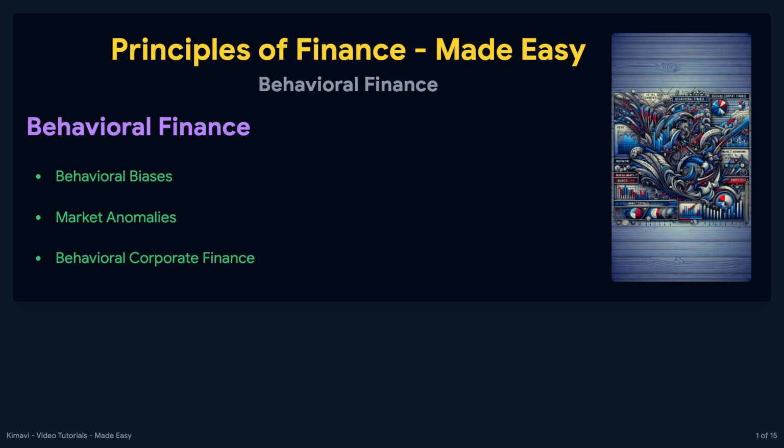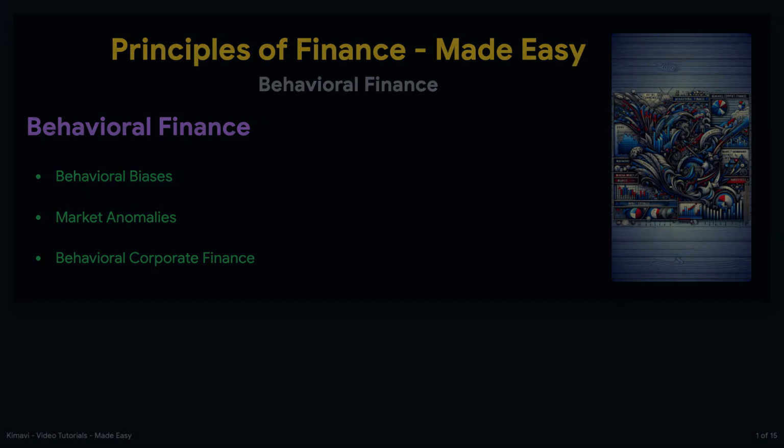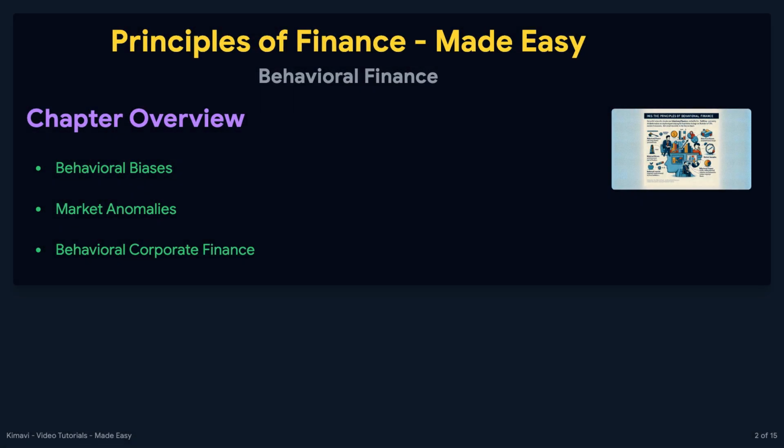Welcome to the chapter on behavioral finance. This field combines psychology and economics to explain why and how investors make decisions that deviate from traditional financial theories. In this chapter, we will explore behavioral biases, market anomalies, and behavioral corporate finance. These topics will help you understand the psychological factors influencing investor behavior and market outcomes.